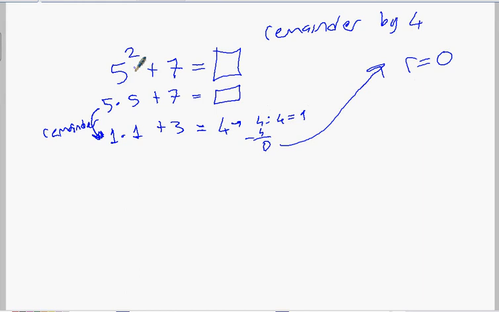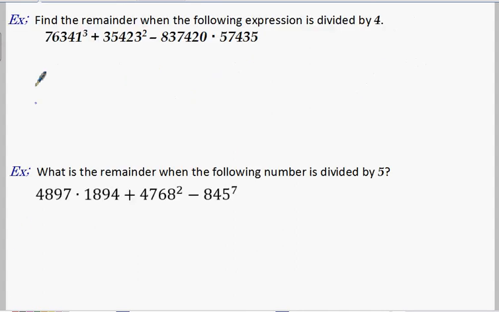For example, let's try making this calculation. 5 squared is 25, plus 7 makes 32. If you divide 32 by 4, the remainder is equal to 0. So we are going to use this idea for big numbers like these ones.